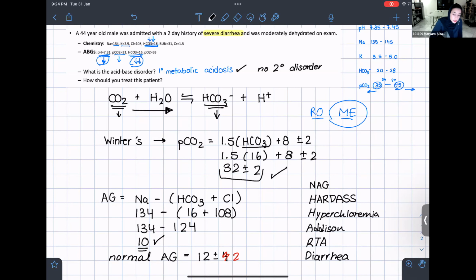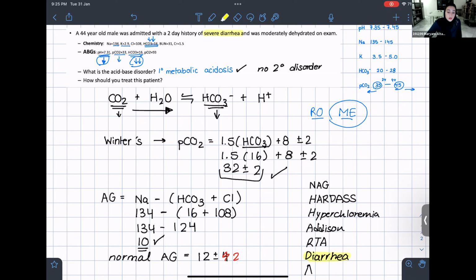So knowing this whole list, what do you guys think the cause is? There's acetazolamide. It's diarrhea. Exactly. Easy enough. So this patient that we just looked at was moderately dehydrated on exam and had severe diarrhea. His severe diarrhea caused his primary metabolic acidosis. Okay, so I hope that made it much clearer for everyone.